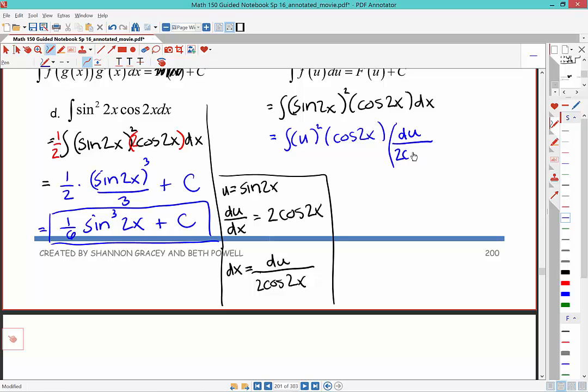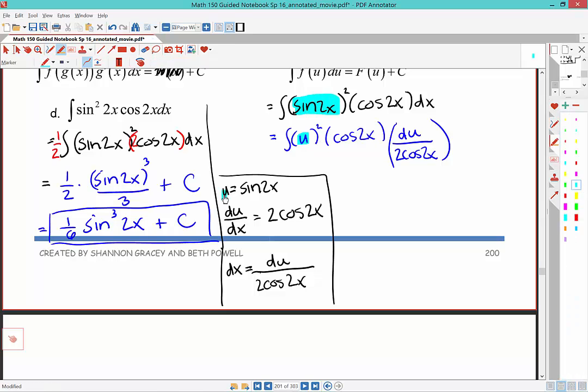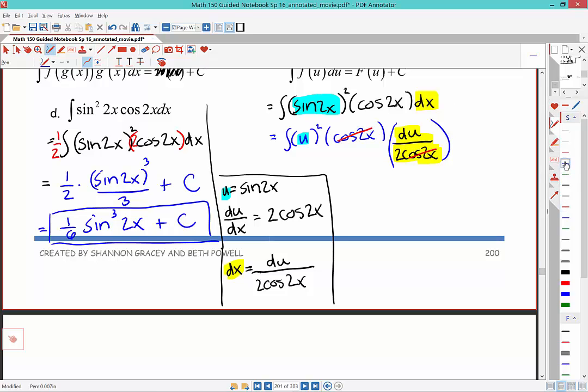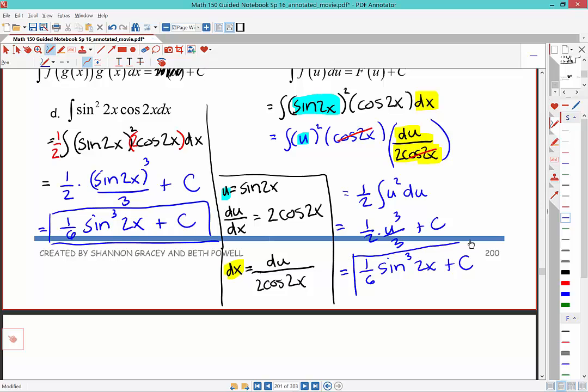So this was our u. dx was this guy. And look at that, the cosine of 2x's divide out. Now we're left with 1/2 times the integral of u squared du, which is 1/2 times u cubed over 3 plus c, which is 1/6, and my u was sine of 2x. Alrighty? How are we doing? Awesome.